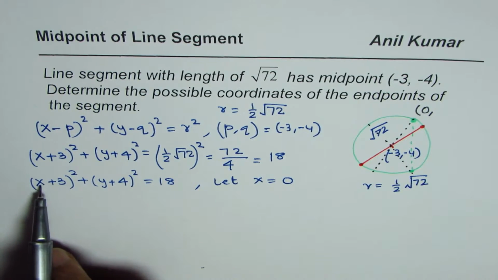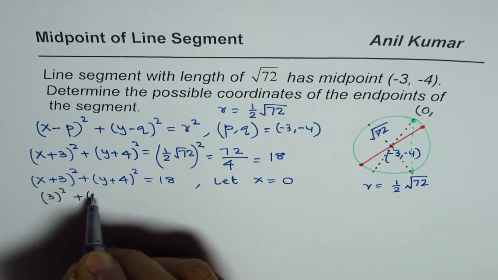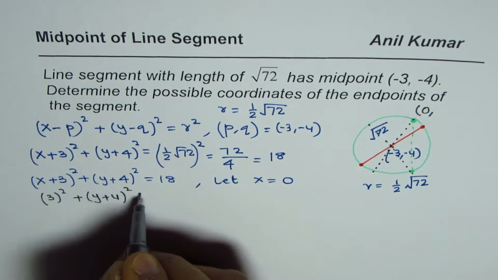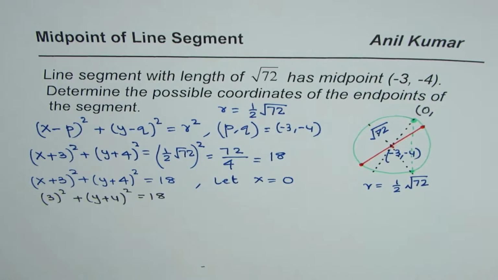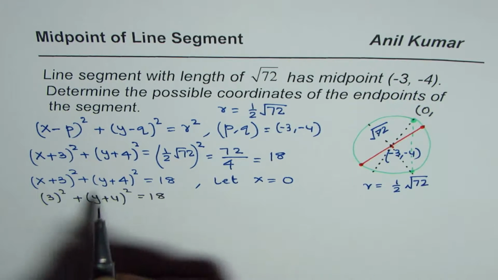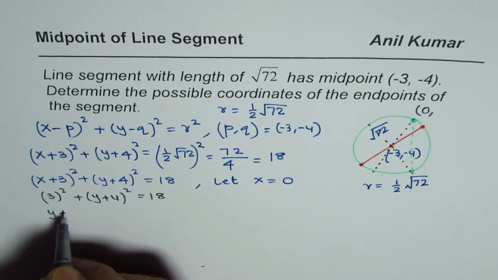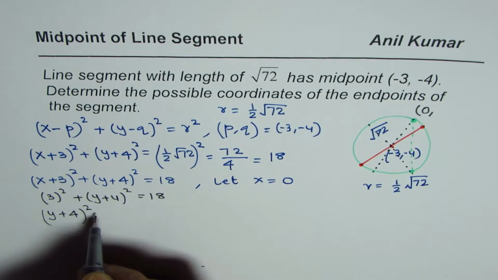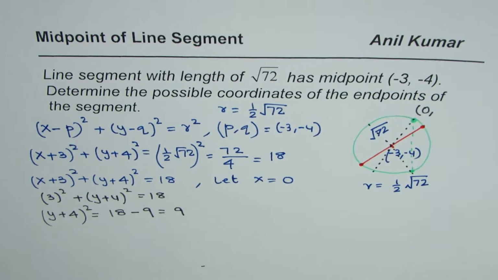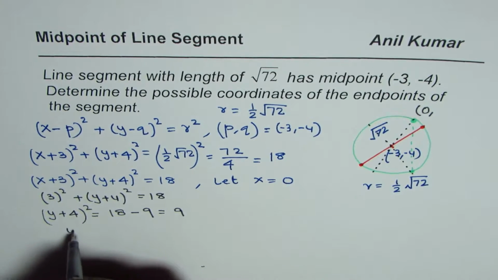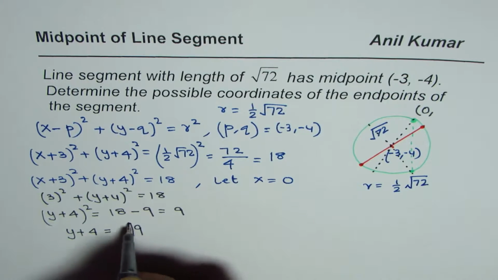So if I substitute 0 here, I get 3 square plus (y plus 4) whole square equals 18. So we have only one variable which we can find. So 3 square is 9. Taking it on the right side, we get (y plus 4) whole square equals 18 minus 9, which is 9, right? And when we square root, we get y plus 4 equals square root of 9.